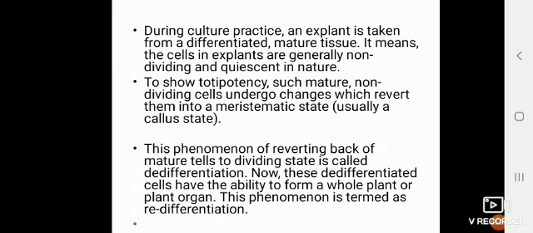During culture practice, an explant is taken from a differentiated mature tissue. It means the cells in the explant are generally non-dividing and quiescent in nature. To show totipotency, such mature non-dividing cells undergo changes which revert them into a meristematic state. This phenomenon of reverting mature cells back to a dividing state is called de-differentiation. Now these de-differentiated cells have the ability to form a whole plant or plant organ.